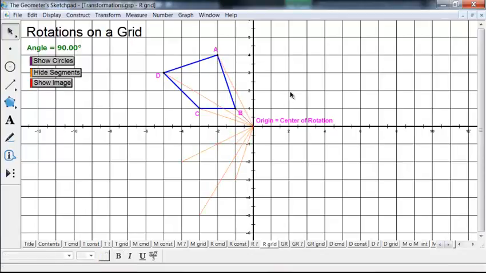If we want to rotate, this is a 90-degree angle. Okay? So we want to rotate about the origin. Now notice we're going 1, 2, 3, 4 up and 2 to the left. Where is the image going to be? Well, instead of up 4, left 2, it's going to be left 4, down 2. So the image is going to be down here.